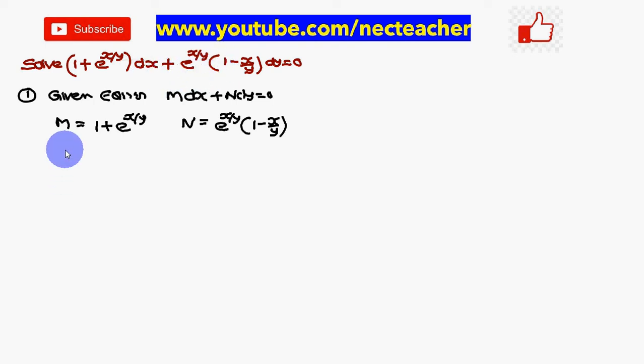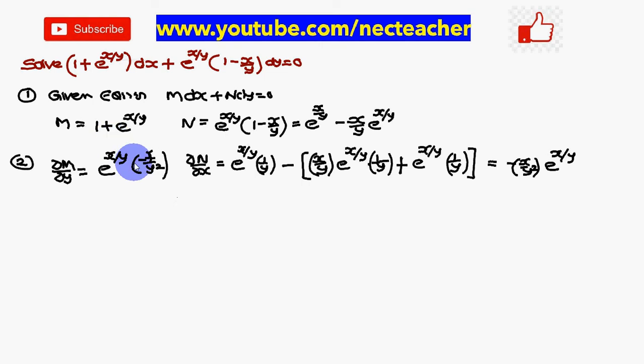Now ∂M/∂y: with respect to y, x is a constant, so the constant term differentiates to 0. Then e power x/y differentiates to e power x/y, and again x/y has to be differentiated. With respect to y, x is a constant and written as usual, and 1/y differentiates to minus 1/y square.